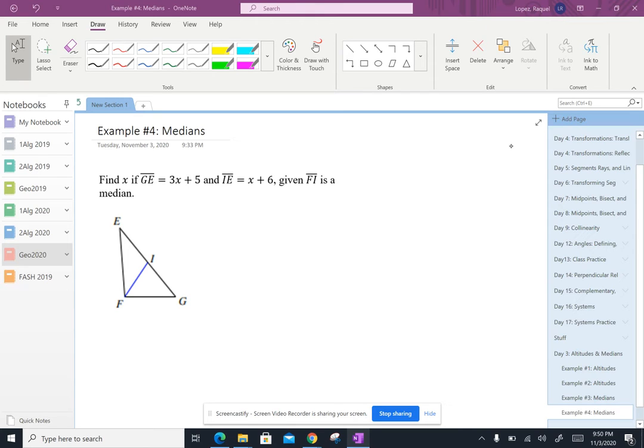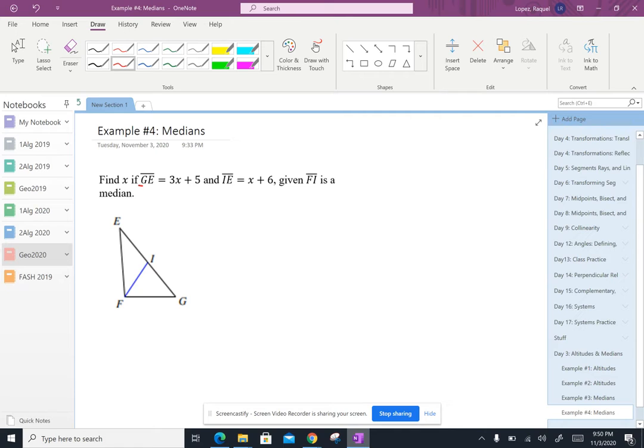So here's the problem. It reads, find x if GE equals 3x plus 5 and IE equals x plus 6, given segment FI is a median. Okay, that's a lot of information, and I don't have anything labeled on my diagram, so I'm going to go ahead and start labeling some stuff.